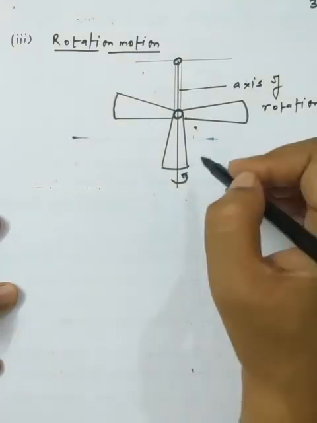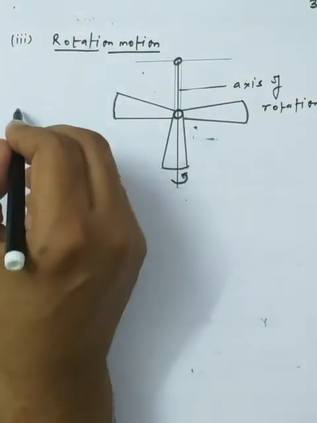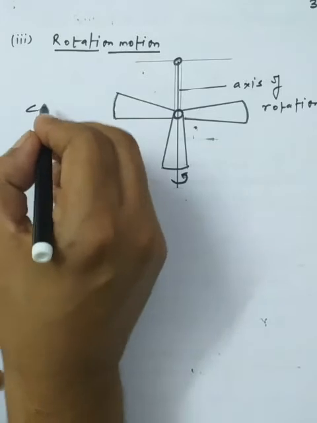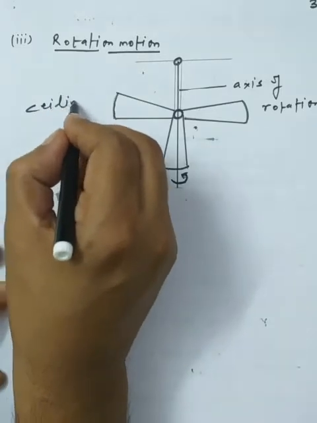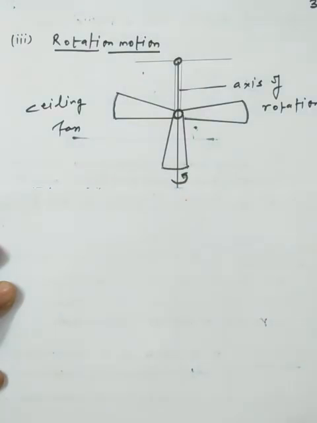Now this is the simplest example which I have taken: a ceiling fan. The ceiling fan makes rotation about its axis of rotation. So it is an example we have. Here we are assuming the object is not making any kind of translational motion.